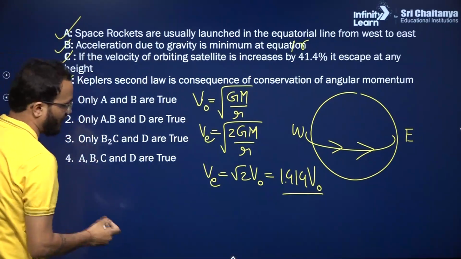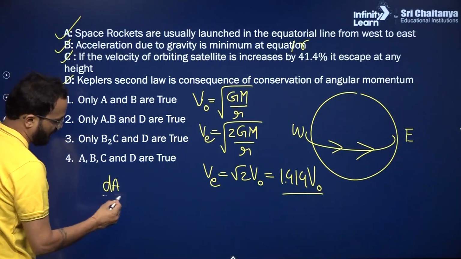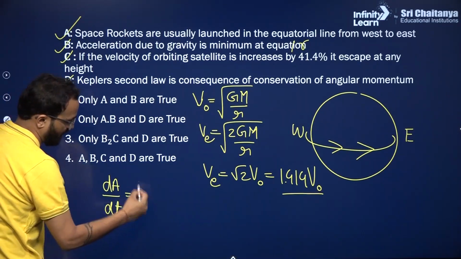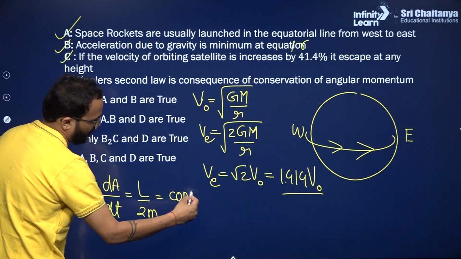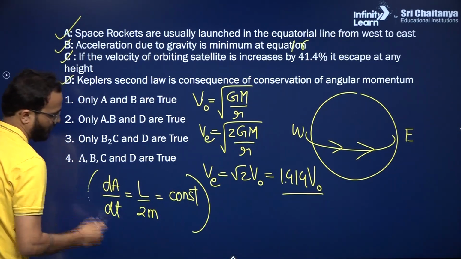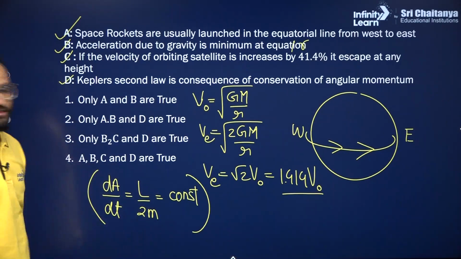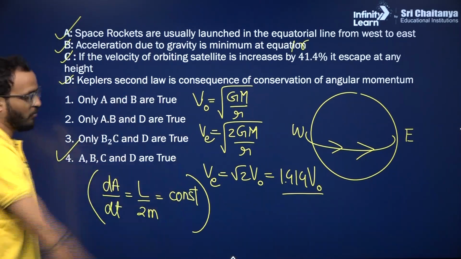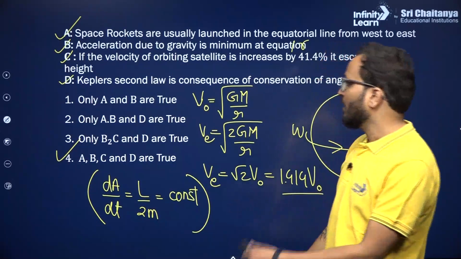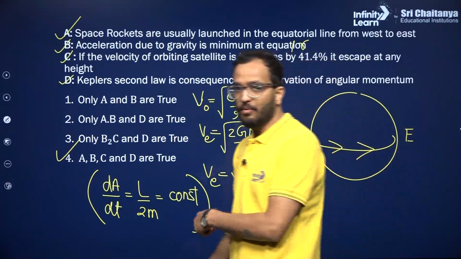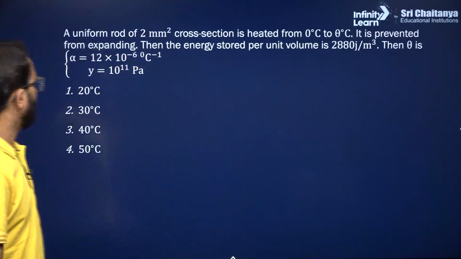And Kepler's law, obviously: the second law is dA by dt equals L by 2m. L is angular momentum, and dA by dt is constant. Why? Because L is constant. That is why it is based on conservation of angular momentum. So the fourth option is correct. A, B, C and D, all four statements are true, right? Not options, statements. Let's move on to the next question.